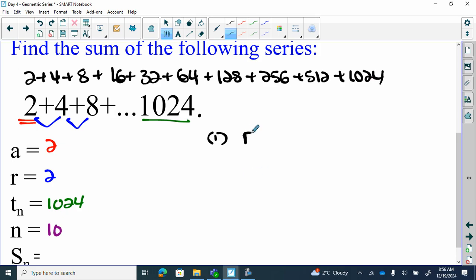Yeah, I would use the first formula, find n. I would use the Tn formula, a times r to the n minus 1. That's the formula we talked about on Tuesday. I would fill this with 1,024. I would replace the a with a 2 and the r with a 2.